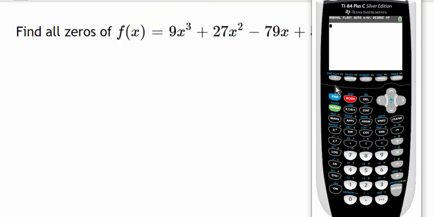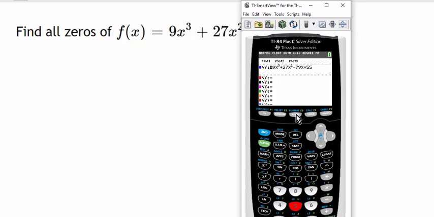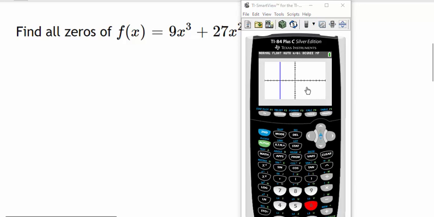So let's go to our graphing calculator, press y equals, and type in our function. Now that I've typed in my function, I'm going to hope that one of the zeros shows up in the standard window. So I'm going to press zoom and then the number 6 to graph this function in a standard window. I'm seeing the graph cross the x-axis at about -1, -2, -3, -4, -5.